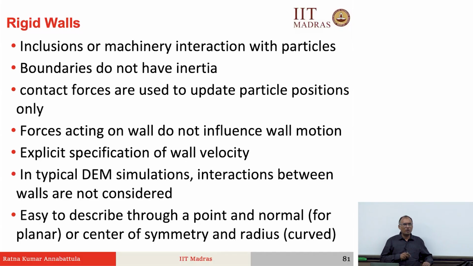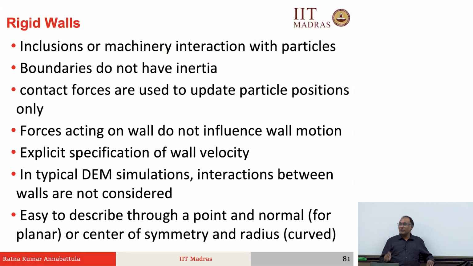They are rigid moving walls, and they are usually considered rigid because their elastic stiffness is much larger than the powder particle stiffness, right? So rigid walls are one of the popular wall boundary conditions when we are dealing with machinery interaction with particles. These walls have no inertia.